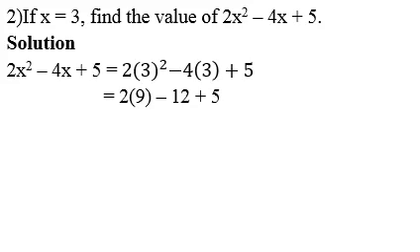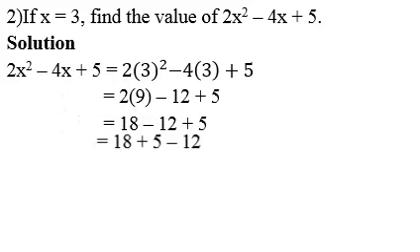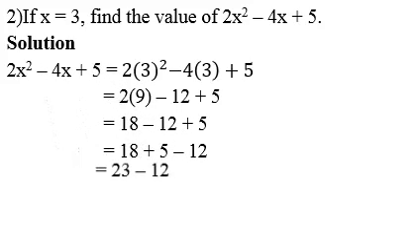You add 5. Now 2 times 9, the answer is 18, minus 12, add 5. By following the rules of BODMAS, there is subtraction and addition, so you start by adding, and you add 18, add 5, minus 12. Now 18 add 5, the answer is 23. Now 23 subtract 12, the answer is 11.